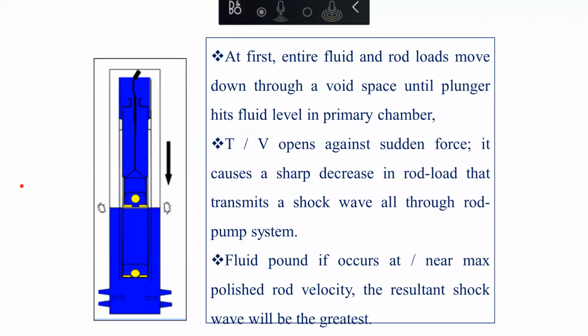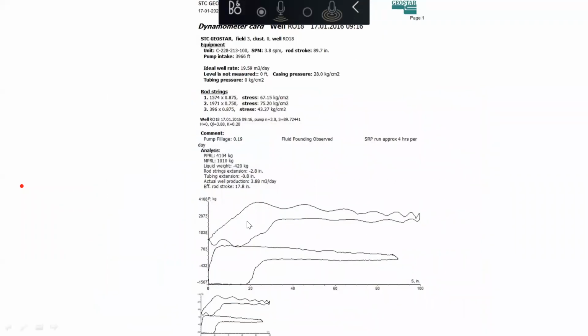We can see here an example of fluid pound. It's almost similar to your gas interference. The thing is that you have a sharp drop in your load. This is one of the wells in Rokia also, RO18. This SRP was installed in 2017, which was the first SRP installed in ONGC for water loading, for unloading the water.